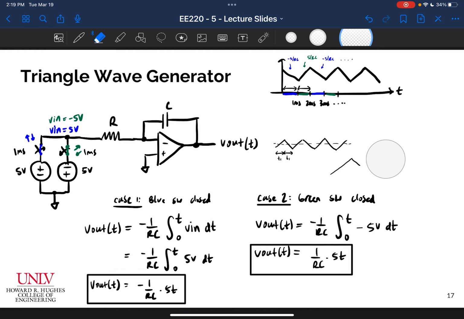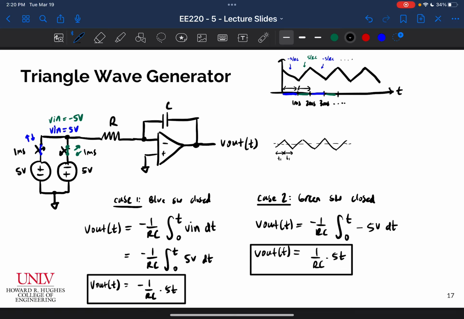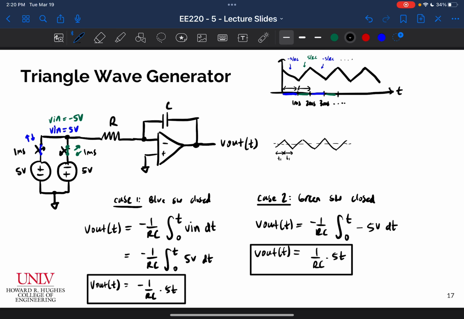So if we were going to ever design this circuit practically, we need to make sure that our switches, A, are never on at the same time, and B, when they are alternating, that they alternate at the same rate. That the amount of time that the blue switch is on would be the same as the amount of time that the green switch is on, in order to prevent that runaway scenario. Okay, so that's how you design a triangle wave generator using an op-amp integrator.